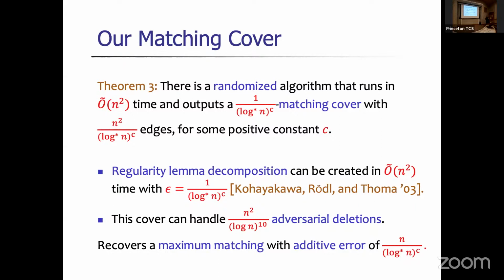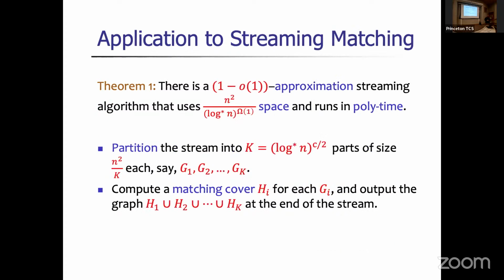That's the choice we need, to be able to get control on the number of parts we create. This is what is needed. This is a consequence of the regularity lemma. Okay, so let me show you how this implies our results for streaming and dynamic matching.